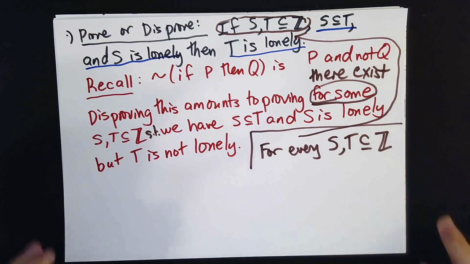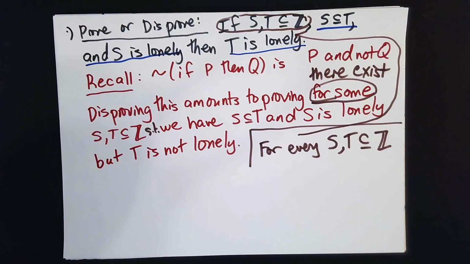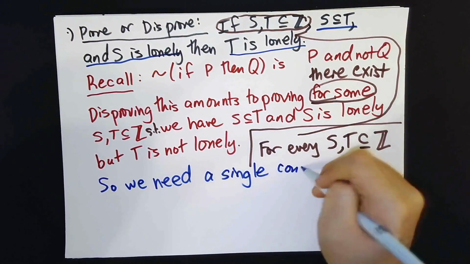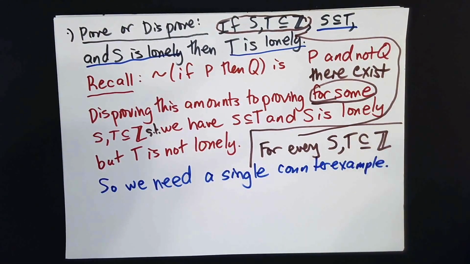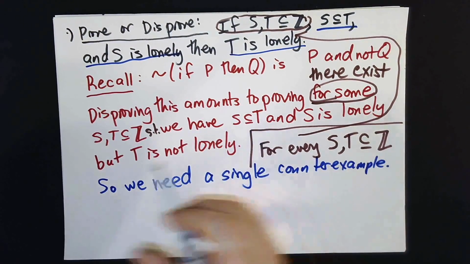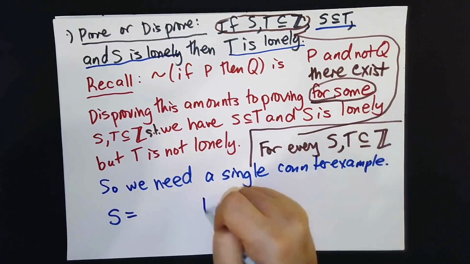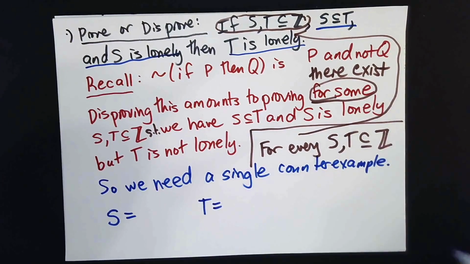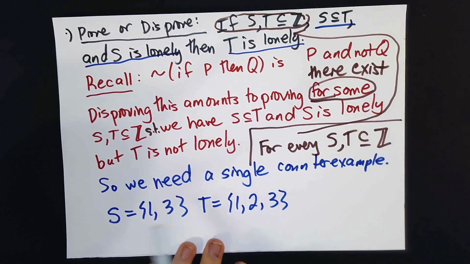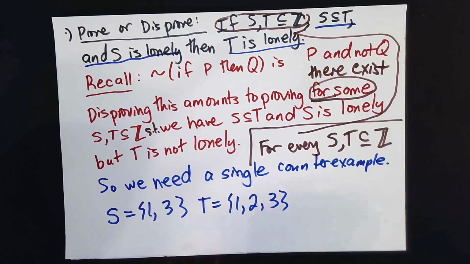Now, this is all a long-winded way of saying that what we really need is a counterexample. And I want to stress, we need a single counterexample. That is, I need an S, this is a subset of a T, where S is lonely and T is not. And I claim this works. S is definitely a subset of T. S is lonely, T is not.